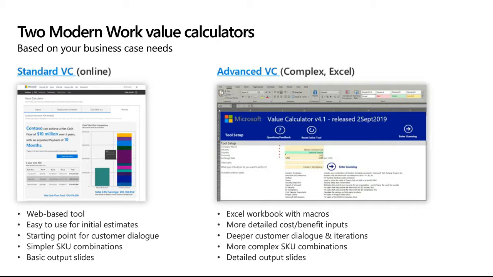There are two ways to approach business case development. One, the value calculator, which is a tool to complete a business case showing the expected ROI from a Microsoft or Office 365 deployment. You can use this online using the web-based standard value calculator or download to your device the Excel version to create a customized business case.